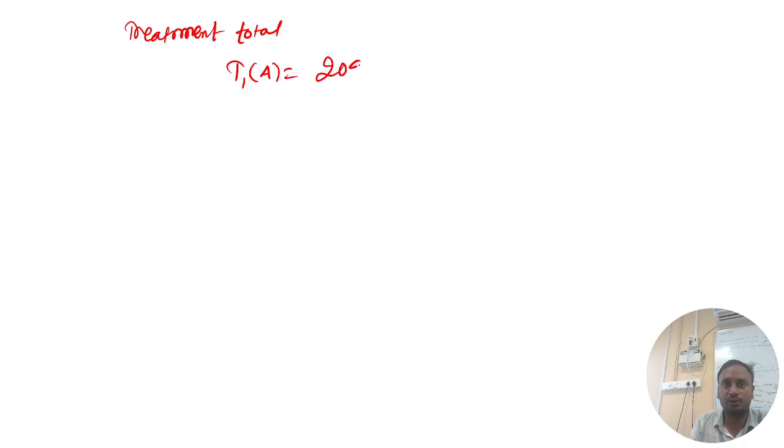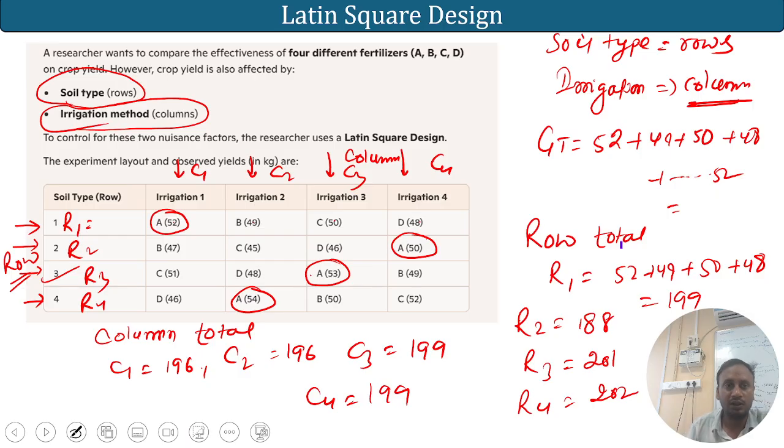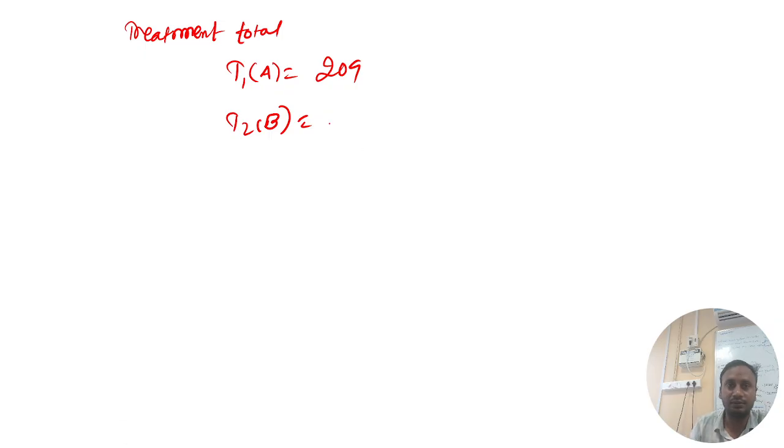So T1 came to 209. T2 is for the case of B. Again, we'll go: for B, 47 plus 49 will come to 96. 96 plus 50 is 146. 146 plus 49 is 195. Is it clear?